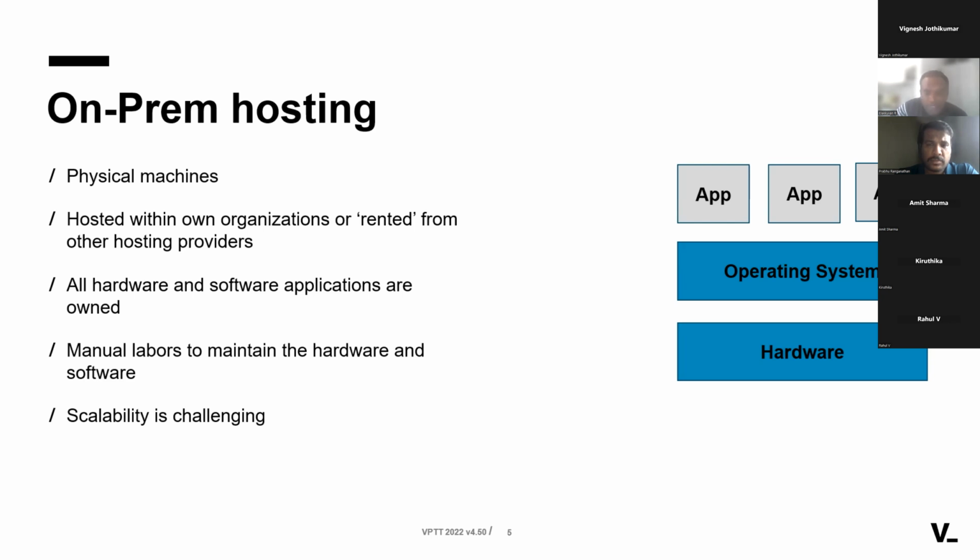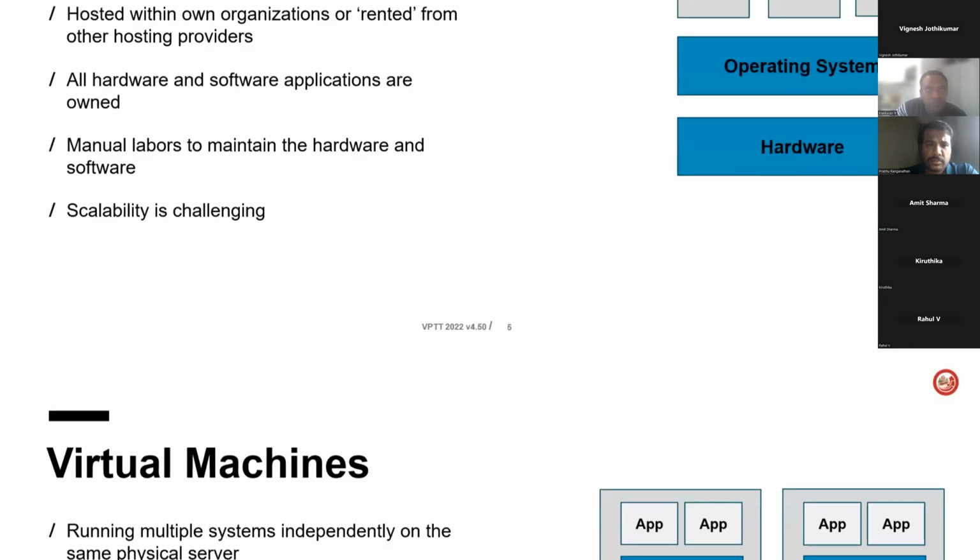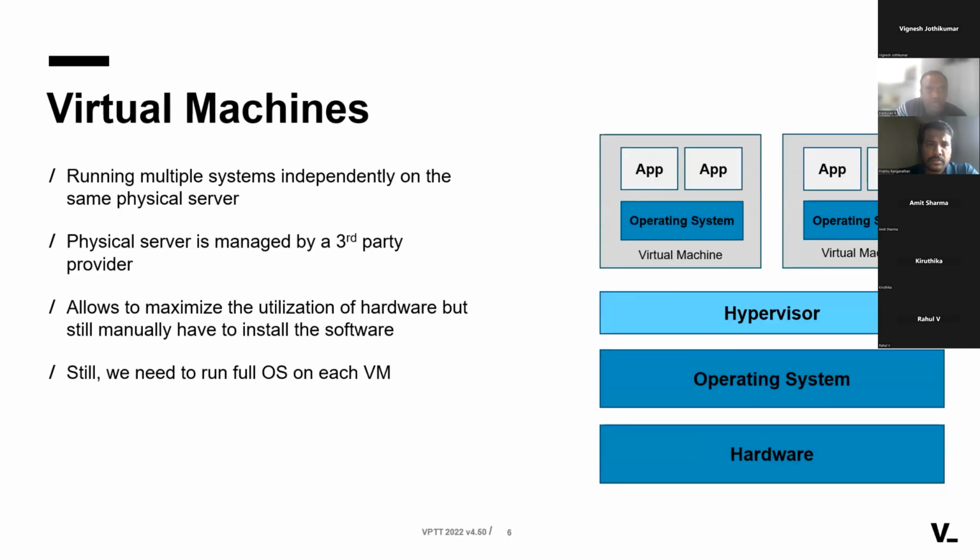From on-premises, we gradually moved to hosting our Sitecore sites on virtual machines. Even though it's a virtual machine, it is still on a physical server, and the physical server can exist somewhere in a data center and be managed by a third party. And this is where the cloud providers come into play.